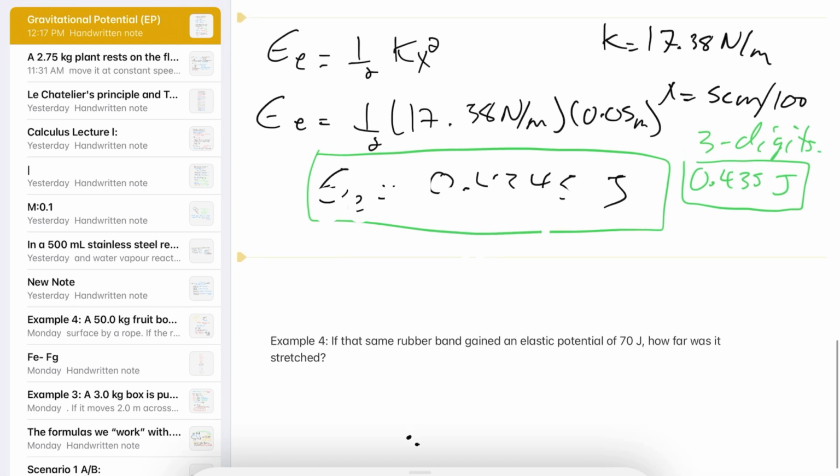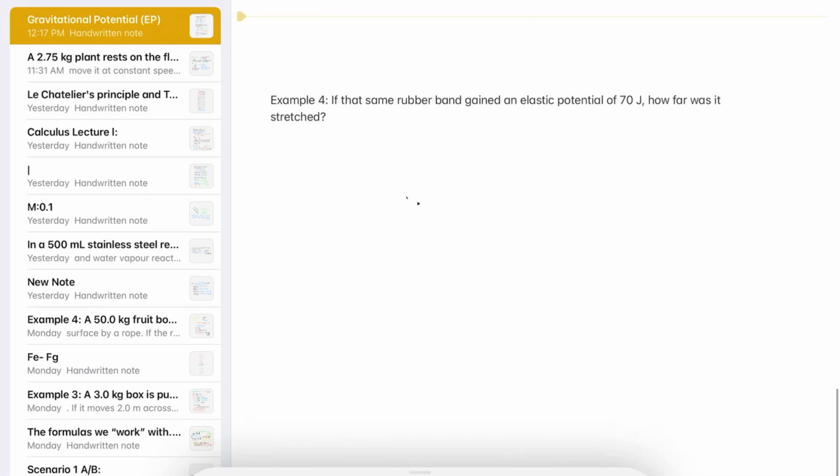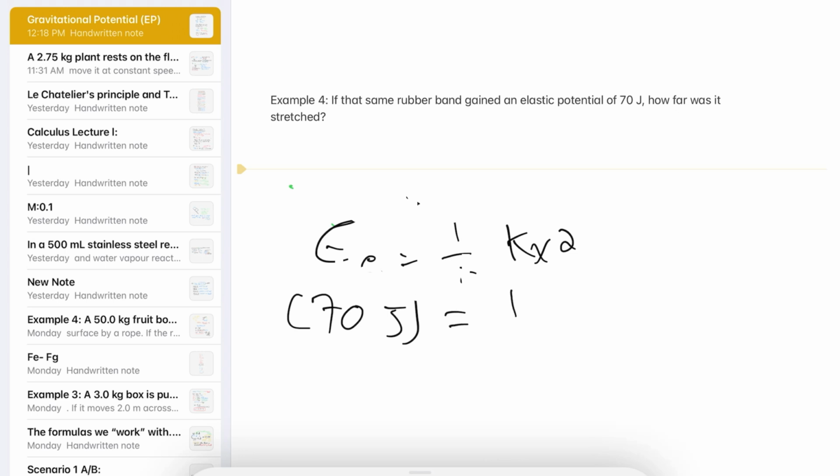So we're going to use the same rubber band with the K of 17.38. So it says if that same rubber band gained an elastic potential of 70 joules, how far was it stretched? Okay. So it's not saying in reference to the original stretch. So we're just going to assume that the gain is just in total. So it's going to be E is equal to half kx squared. And the E is given to us as 70 joules. Half the K is going to be in reference to the previous elastic band, so that's going to be 17.38 newtons per meter. And then the x squared, well, that's exactly what we're trying to solve for.